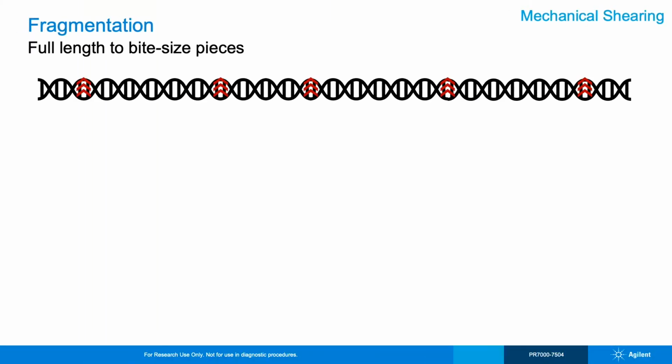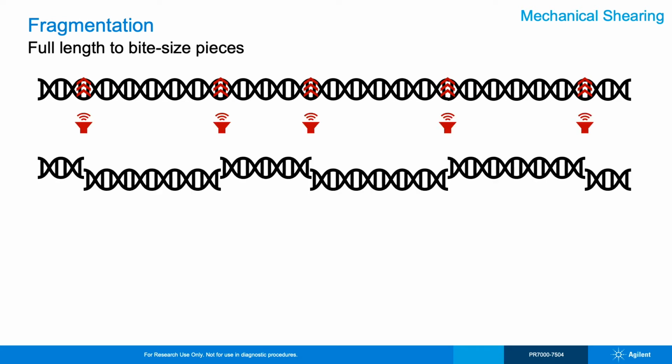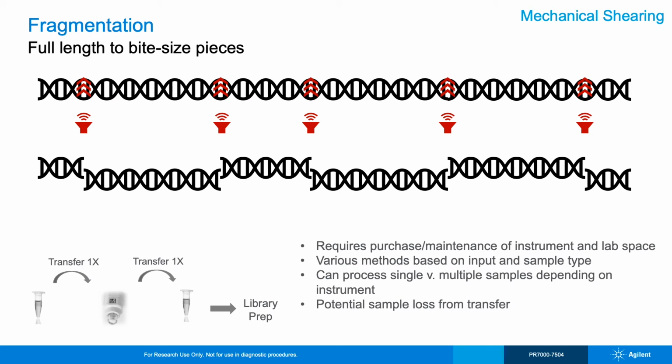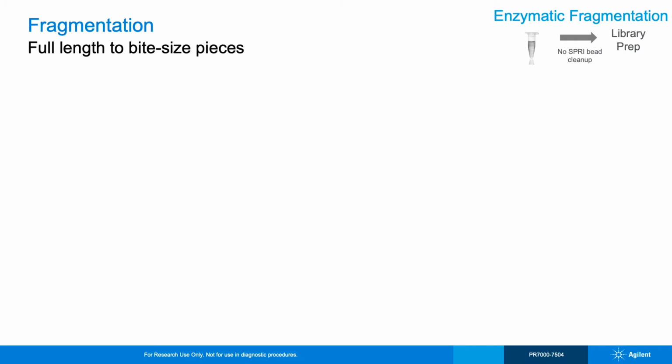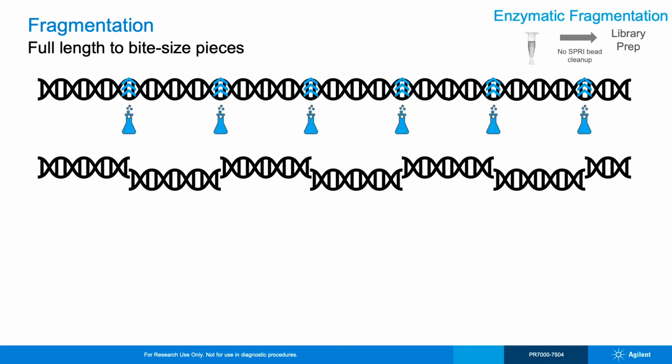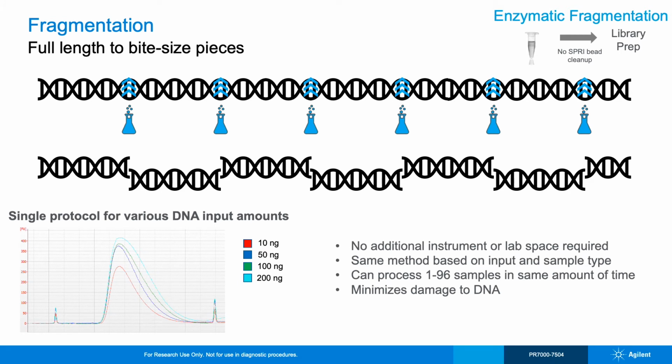Now that we have our extracted DNA sample that has been QC'd, we need to break the genomic DNA into smaller fragments of 150 to 200 base pairs. Two methods exist to perform this task. The first uses sound waves to break the DNA into bite-sized pieces. This method requires the purchase of a specific instrument, multiple protocols for validation, and sample loss from transferring samples between tubes. The second type is enzymatic fragmentation, in which enzymes shear the larger fragments into smaller pieces. No additional instrumentation is required, and it is compatible with various sample types and inputs. Since it is an enzyme, it minimizes damage to the DNA, and in our method, it can go directly from enzymatic fragmentation into the library preparation without any cleanup.